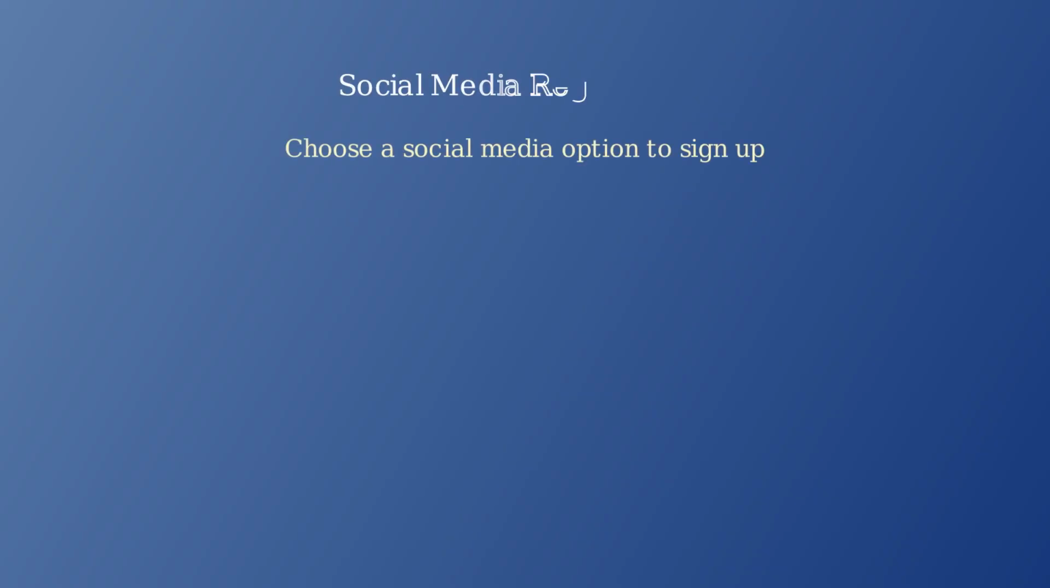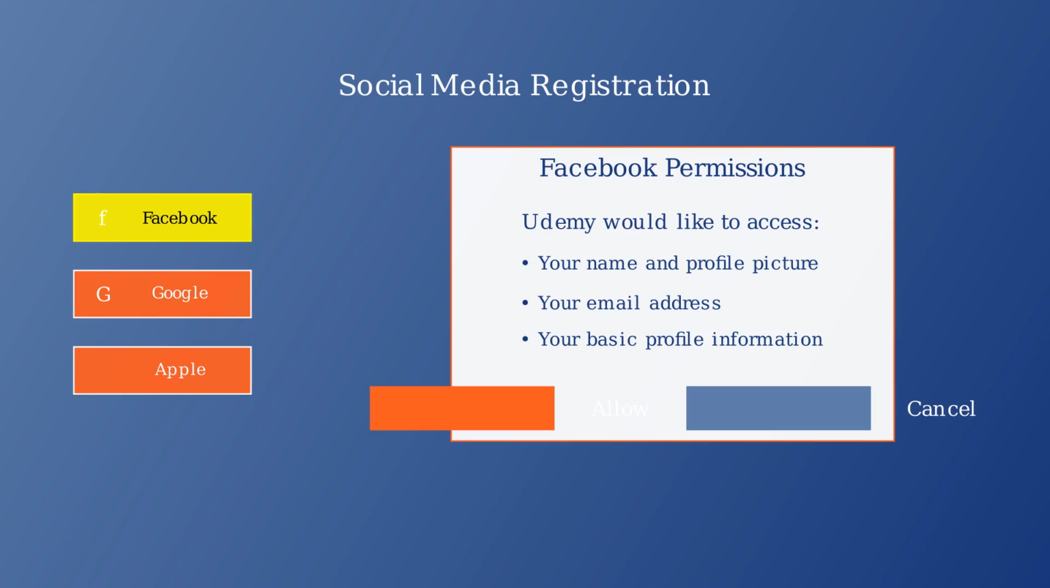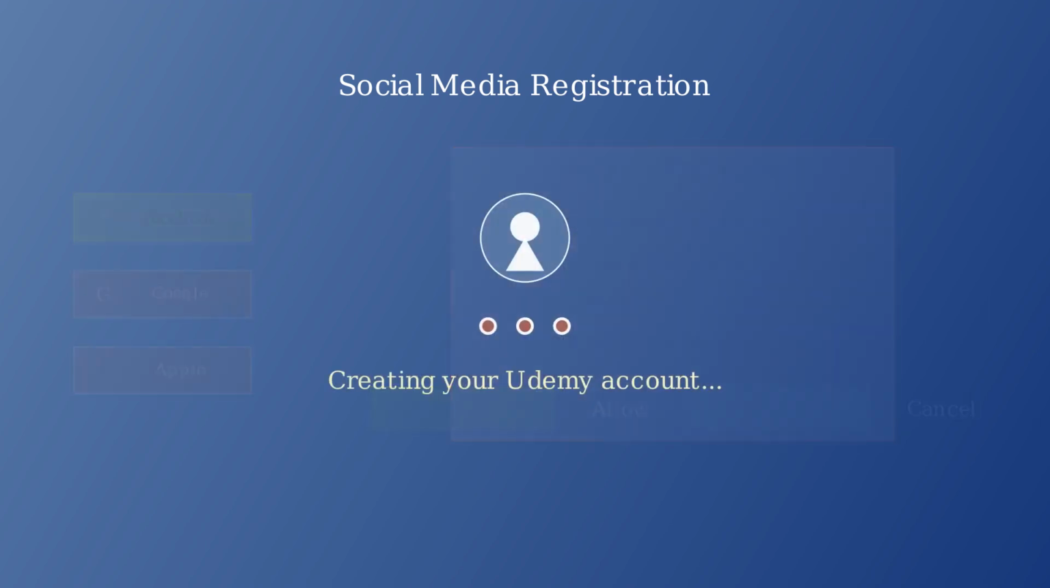For a faster registration process, Udemy lets you sign up using your social media accounts. You can choose to register using Facebook, Google, or Apple accounts. When you click on a social media button like Facebook, a pop-up window will appear. This window asks for permission to access specific information from your social media account, such as your name, email, and profile picture. After you grant permission by clicking Allow, Udemy will automatically create your account using the information from your social media profile.